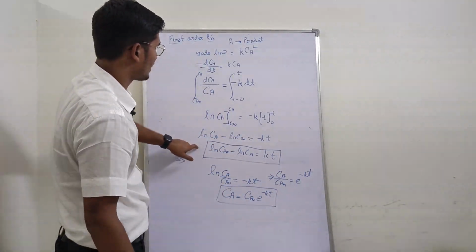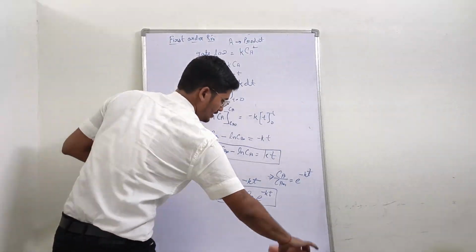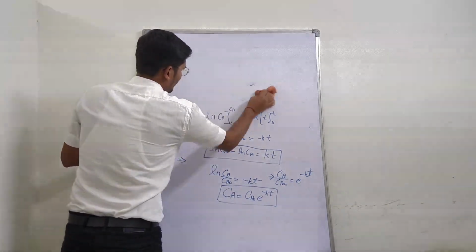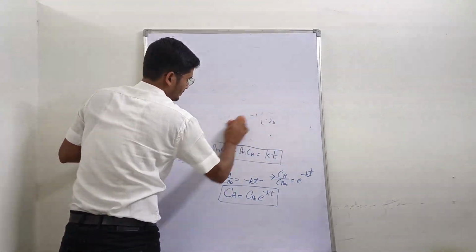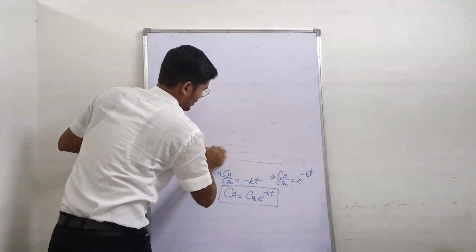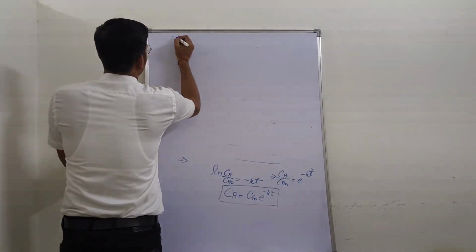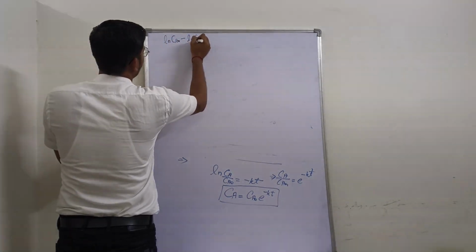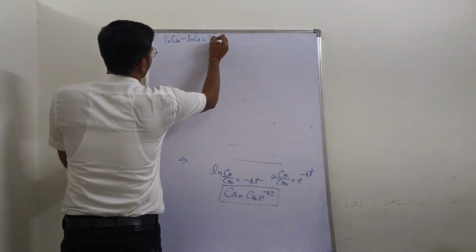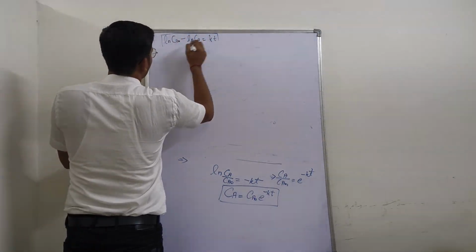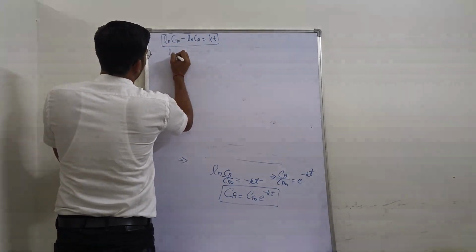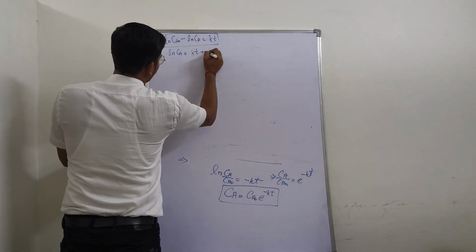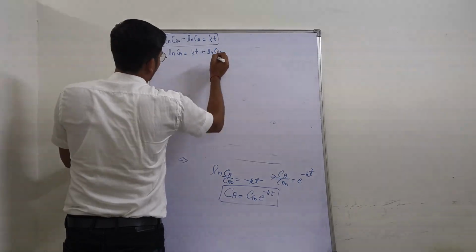We have a graph on this also. So let me do it fast. I think time is also very less. Okay, let me do fast. So we have the equation ln Ca naught minus ln Ca equals kt. This is our one equation. So if we write it like this, ln Ca equals minus kt plus ln Ca naught.